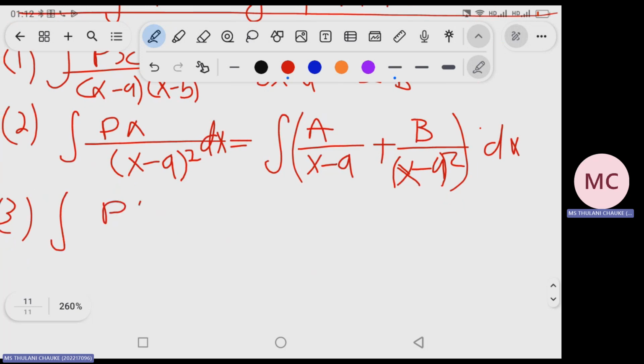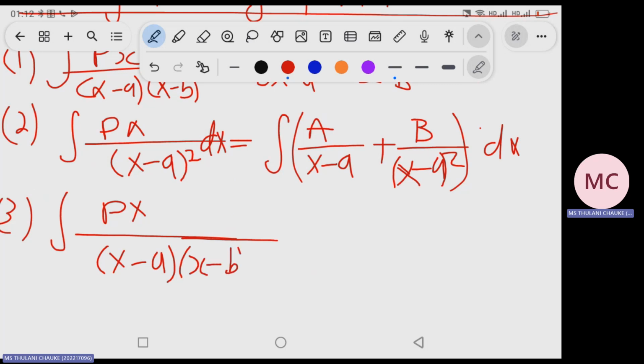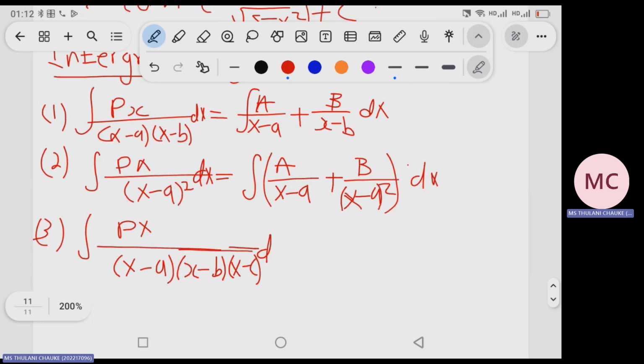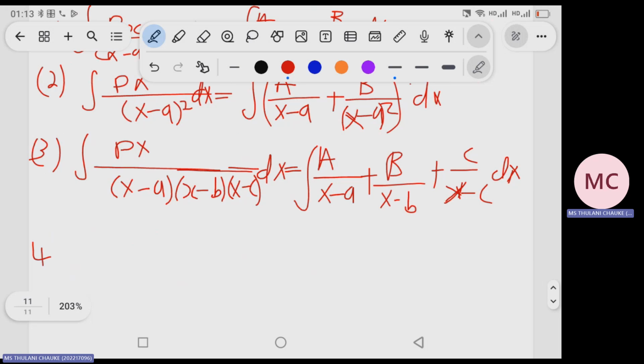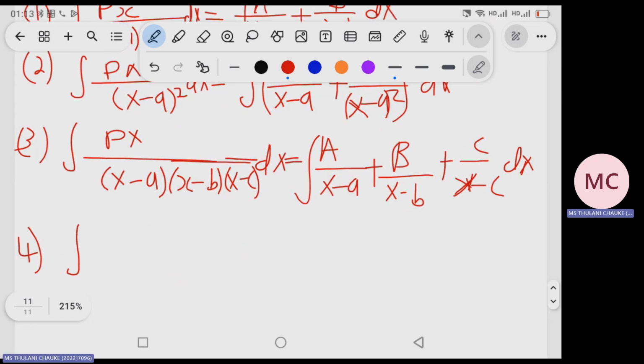The third one, if the linear factors are more than 2, we still separate the same way as number 1. It will be a over x minus a plus b over x minus b plus c over x minus c, and then dx.